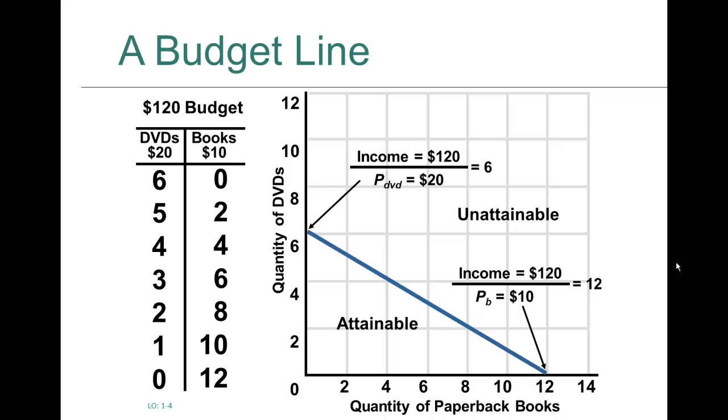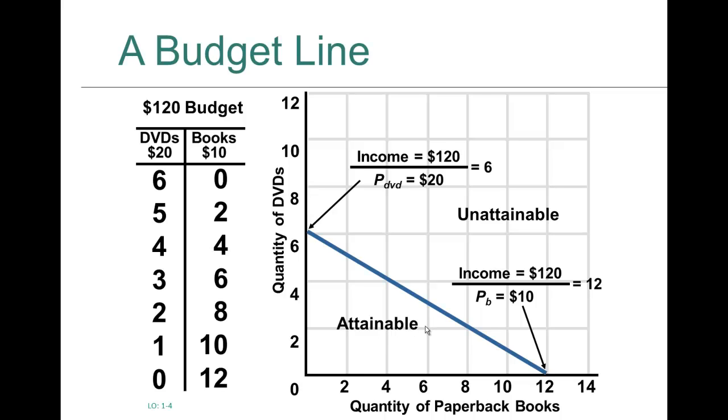So now, what do we mean by unattainable and attainable? Well, anything in this area here would be considered attainable, meaning any combination of DVDs or paperback books could be purchased if those purchases put you below this blue line. In other words, suppose you bought 2 DVDs and 2 books. That would put you right here. That's attainable. 4 DVDs and 2 books. That's attainable. 2 DVDs and 6 books.